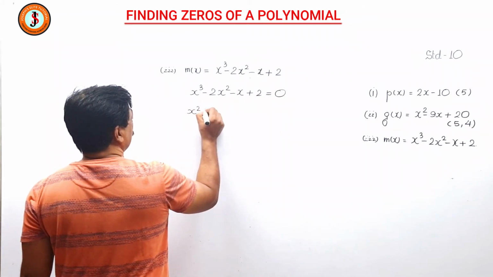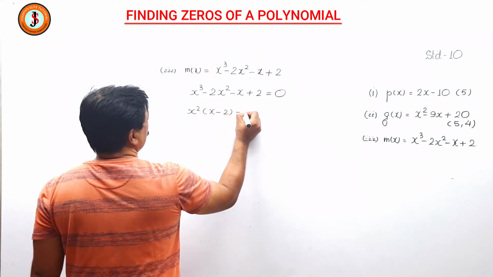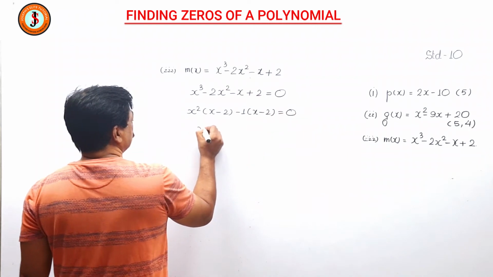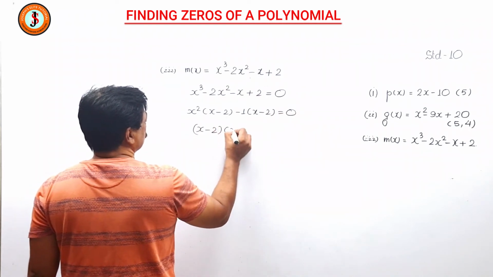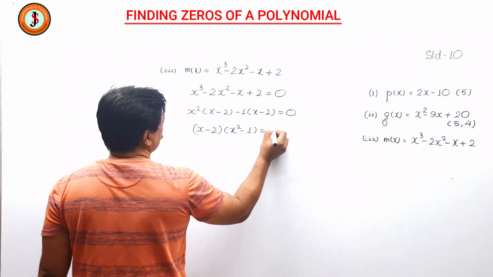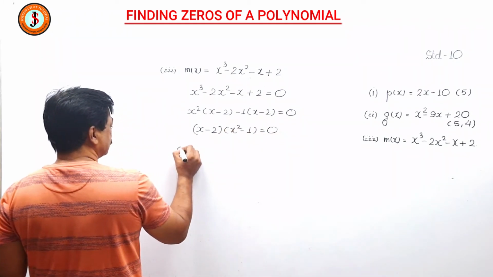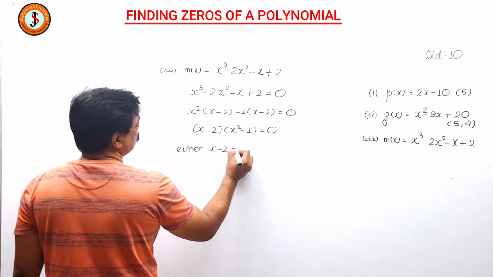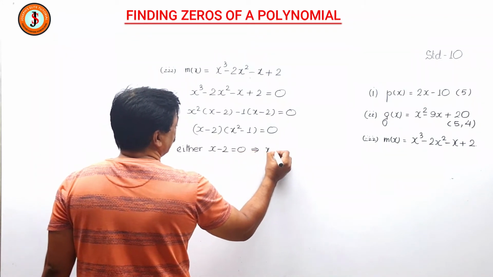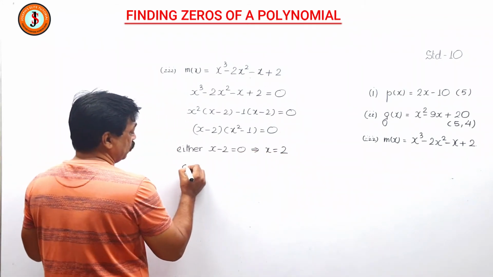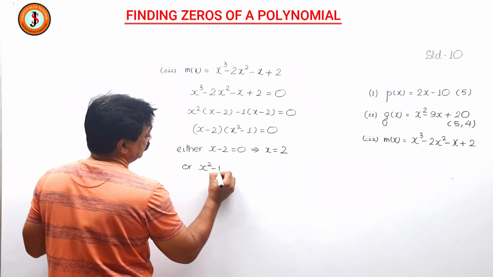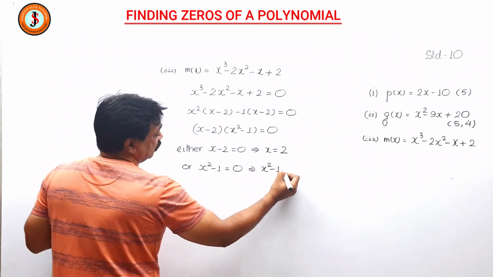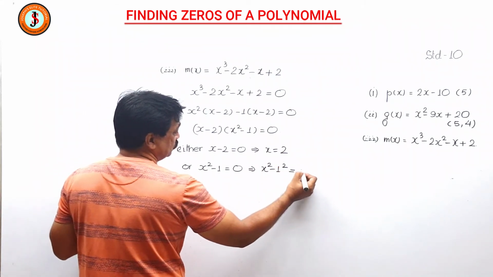You take x square common, so this will be x minus 2. You take minus common, then x minus 2. Now x minus 2 and x square minus 1 is equal to 0. So this means either x minus 2 is equal to 0, this implies that x is equal to 2, or x square minus 1 is equal to 0, this implies that x square minus 1 square is equal to 0.